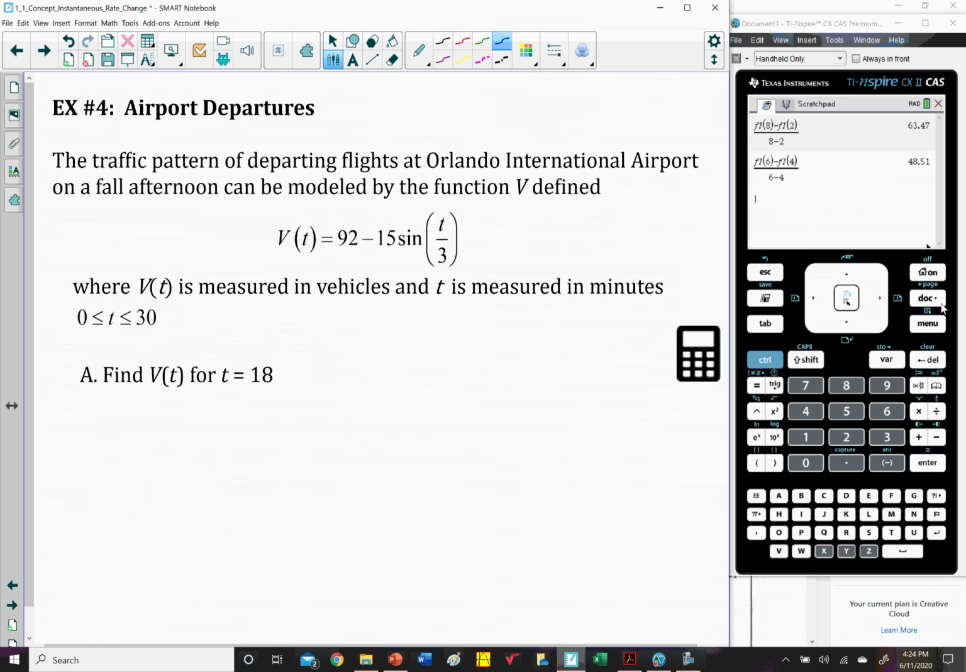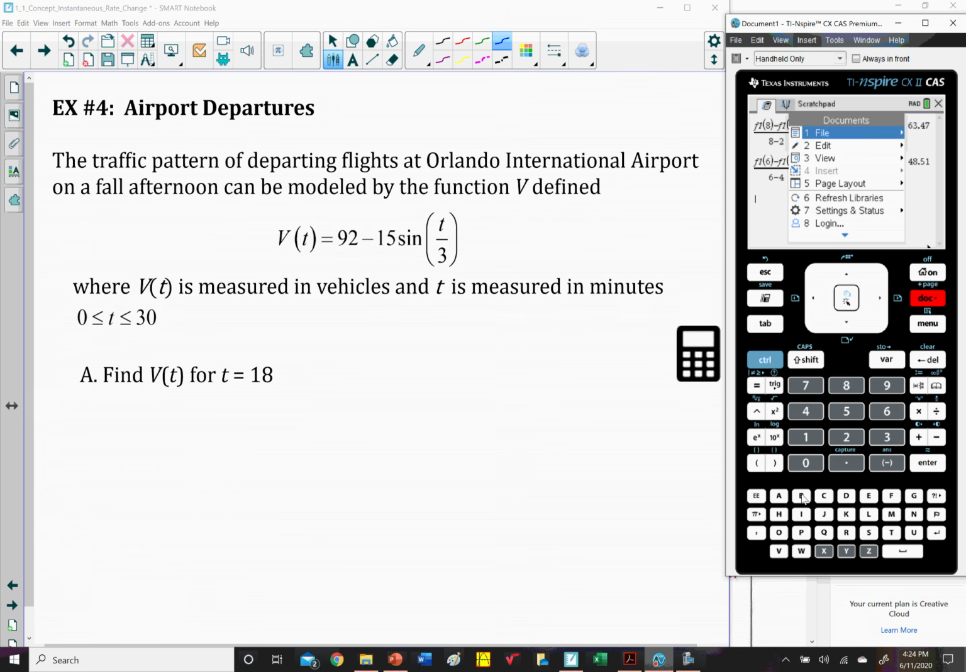Okay, I live in Orlando, Florida, the city beautiful, and we have lots of traffic at the Orlando International Airport.